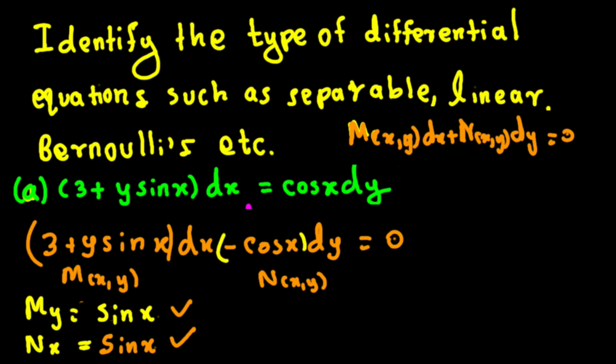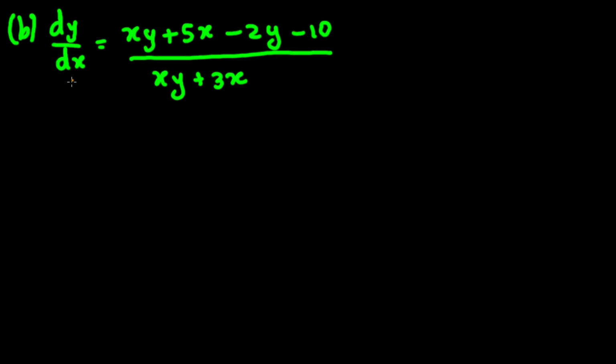Okay. Now let's look at the next one. Here we have dy by dx is equal to xy plus 5x minus 2y minus 10 over xy plus 3x. This is not direct, straightforward, but this is a separable differential equation. I'm going to show you how to find it out. So whenever you have something complex like this, you can try to simplify or factor. If you have any situation like this, try to do that first. So from that you can realize whether it's separable or not. Now here, that's what I'm going to do.